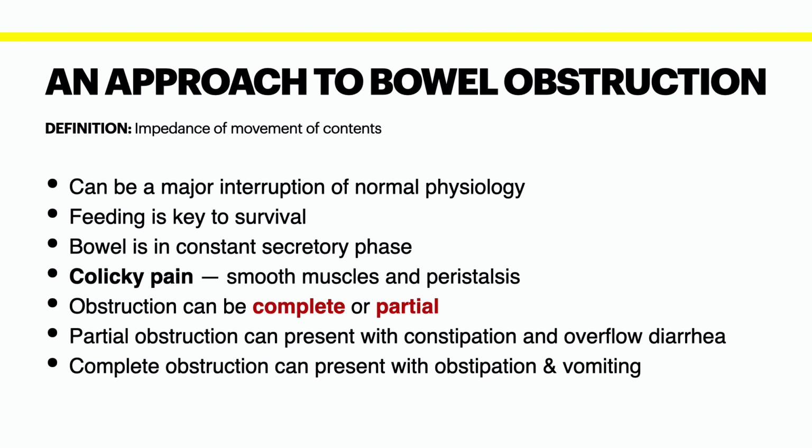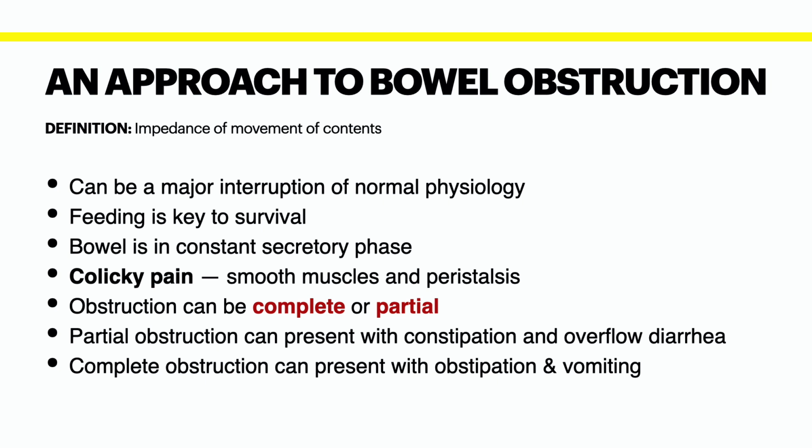The pain associated with bowel obstruction is typically a colicky pain, where smooth muscles and peristalsis are forcing themselves against an obstruction. For example, gallstones can give colicky pain, ureteric stones can cause colicky pain, and an obstruction in the bowel can present with a similar type of waves of pain.